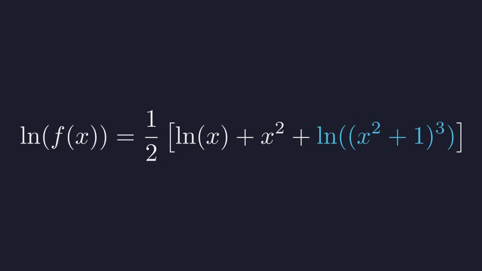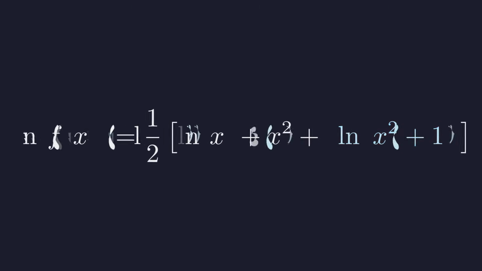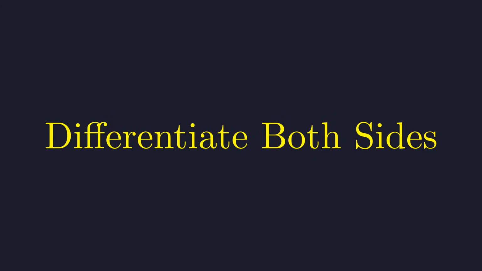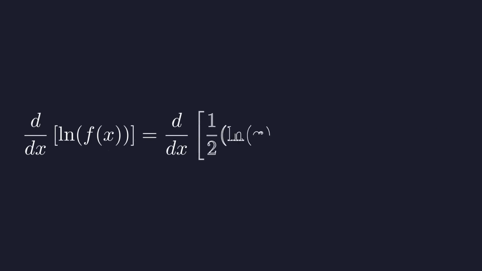Beautiful. Last term. Natural log of x squared plus 1 cubed. Power rule again. Pull that 3 out front. And we're done expanding. This is as simple as it gets. Now comes the payoff. Time to differentiate both sides with respect to x. Derivative of both sides. Let's see what happens.